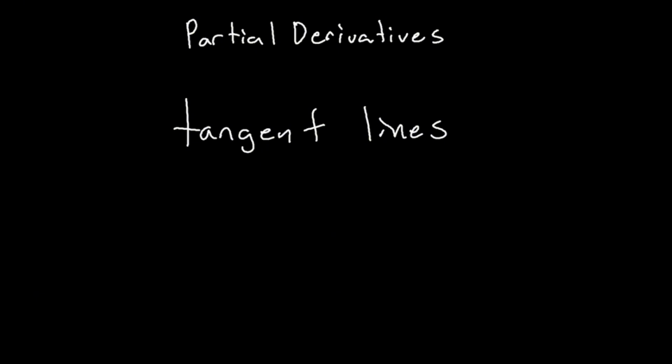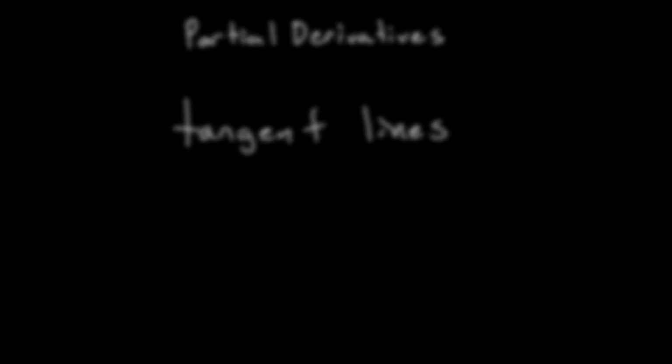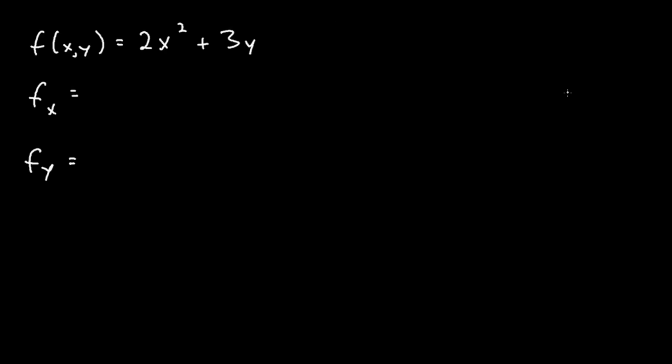But let's go ahead and move on to some problems right now. That's enough introducing and talking. Let's go ahead and take the partial x derivative and the partial y derivative for this function. So the function is 2x squared plus 3y. Let's go ahead and take the x partial first.